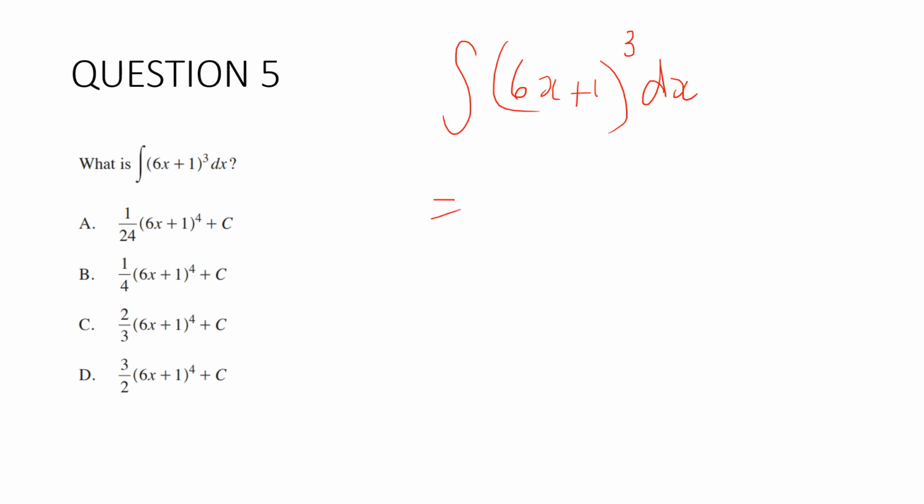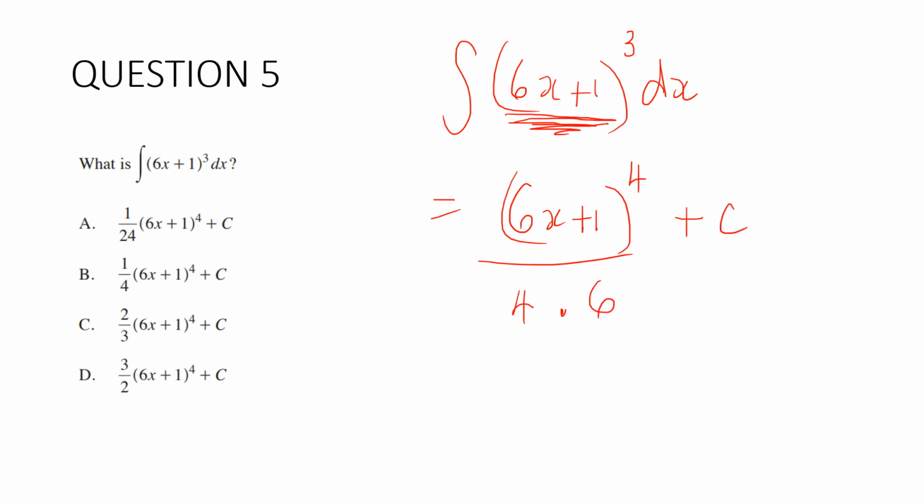I'm going to ignore all of this, and I'm going to go 6x plus 1, raise the power by 4, divide by 4, and then I'm also going to divide by the derivative of the inside function, which is 6, plus c gives me 1 on 24, 6x plus 1 to the power of 4 plus c, and that is A.